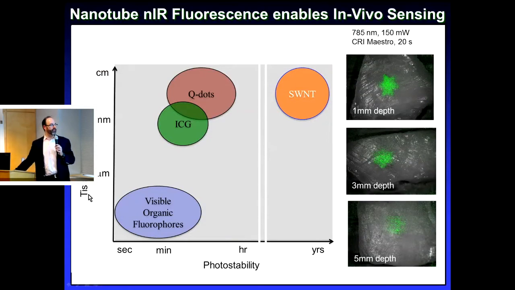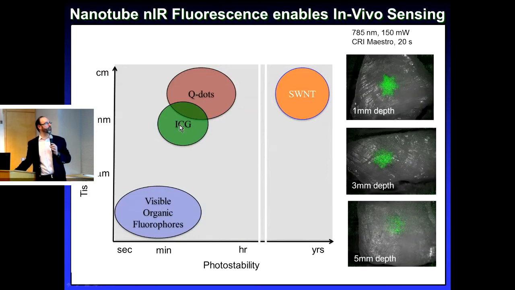We have very few fluorophores that operate in the infrared. So if you look at tissue penetration, because of the way scattering and absorption in the human body works, visible fluorophores can barely get a couple microns into tissue. If you go to the infrared, you have indocyanine green or quantum dots.